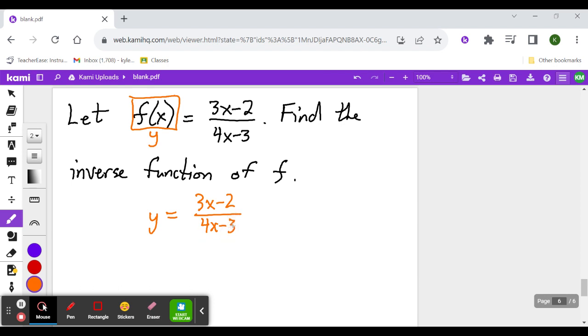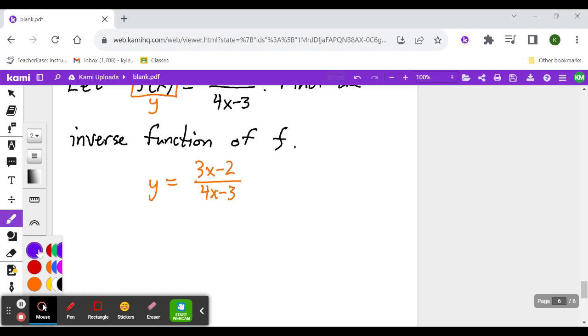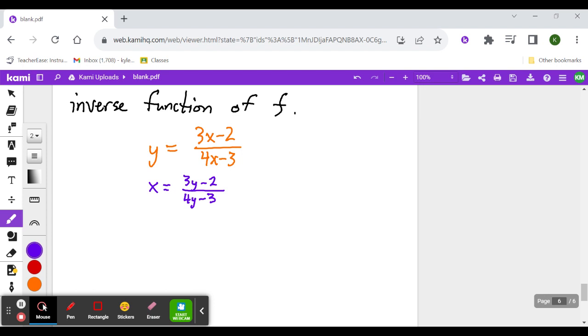To find the inverse of that function, you actually just switch x's and y's and resolve the problem. So I'm just going to swap their places. x is going to be where the y was at, and y's are going to be where the x's were at. Now we resolve it for y, and that will tell us what the inverse function is.